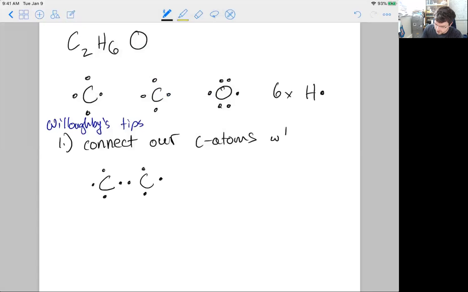And I should clarify with single bonds. I don't want to haul off and start drawing double bonds, because double and triple bonding sort of depends on what we need.